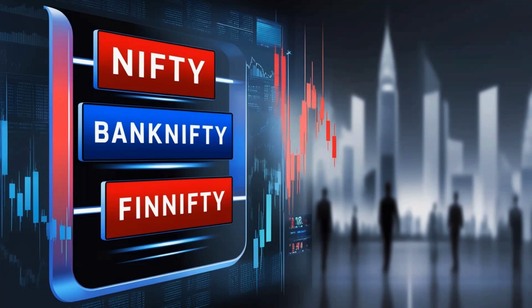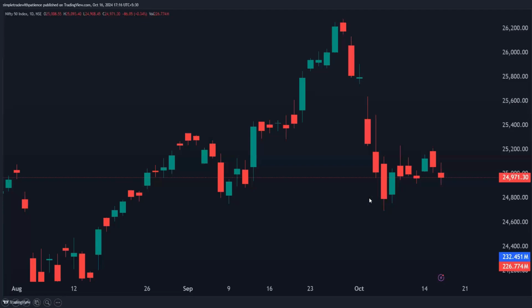To begin with, we will start with Nifty. Now, Nifty has closed at 24,971.30. Previous close was 25,057.35. So we are below previous close. And as you can see, a consolidated pattern has been formed. More specifically, today's candlestick says no pressure from the sellers, no pressure from the buyers. So no one could enforce their pressure on today's session and give a defined direction.